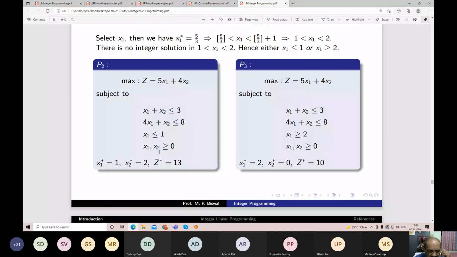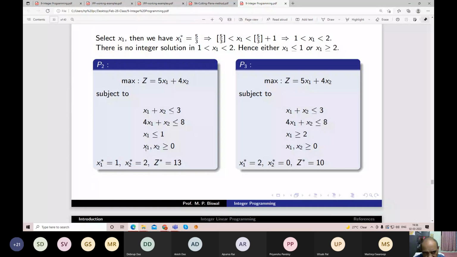If you solve the first problem, P2, we find the solution x1 equal to 1, x2 equal to 2, and z star equal to 30. P3: x1 equal to 2, x2 equal to 0. Once you have got an integer solution, there is no need for branching further. Both P2 and P3 gave integer solutions. Now compare P2 and P3. The problem is maximization type. Which one will you select? P2 or P3?